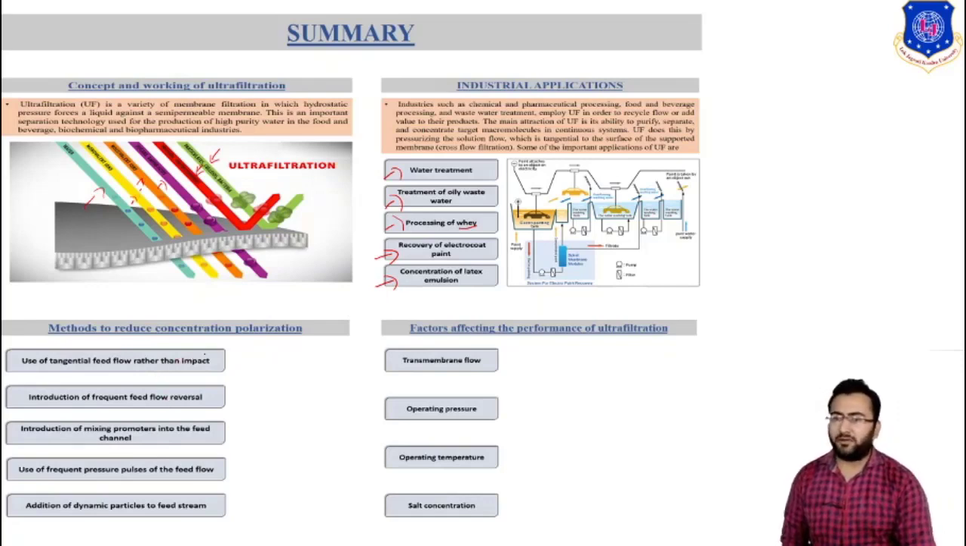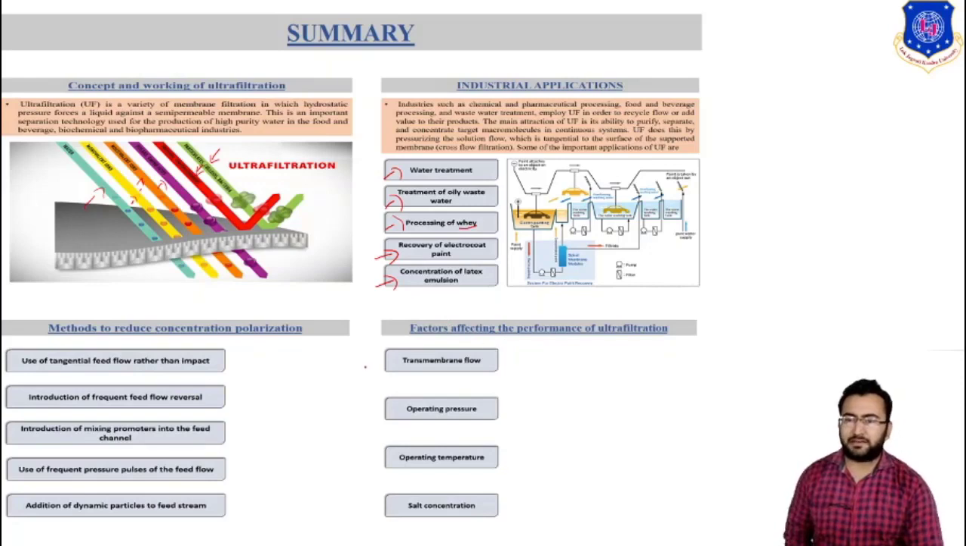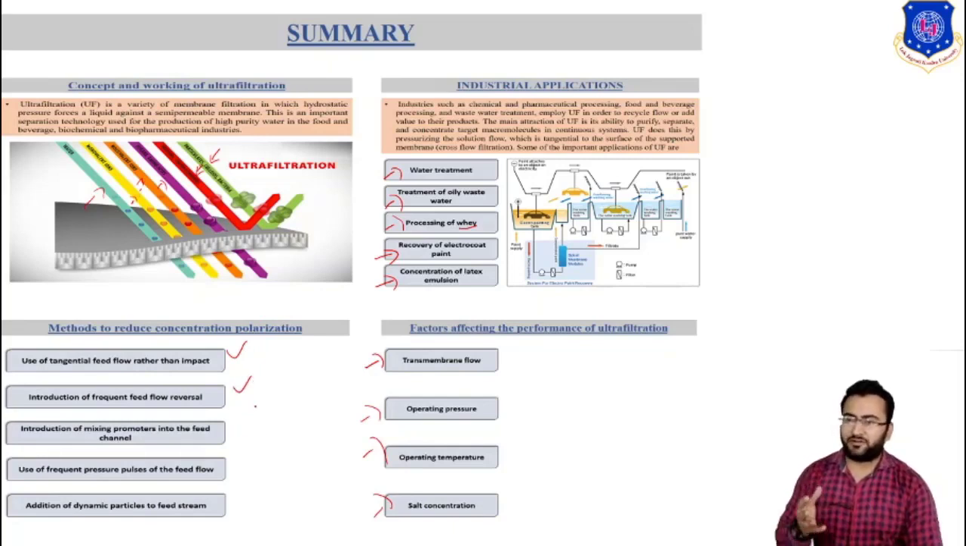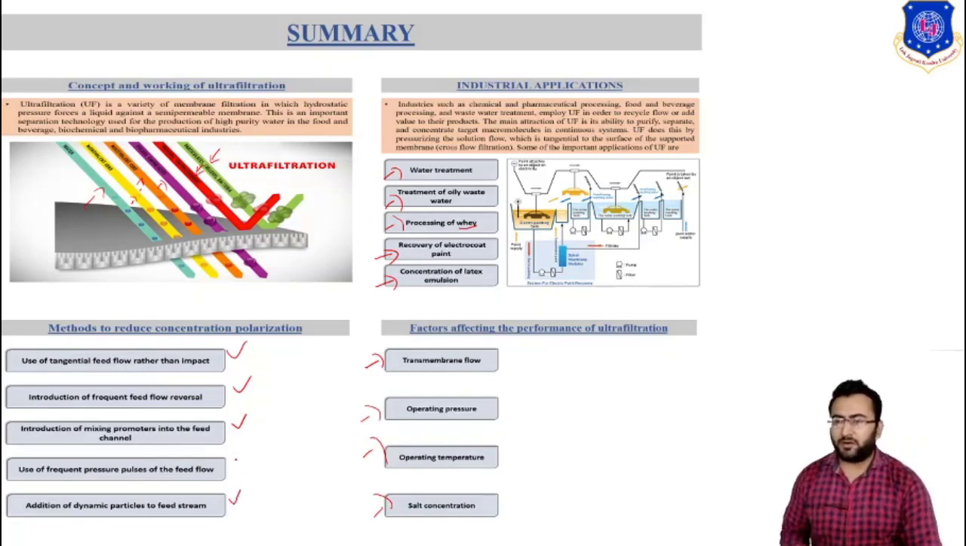Then we discussed various factors affecting the performance of ultrafiltration, such as transmembrane flow, operating pressure, operating temperature and salt concentration. Then we discussed various methods for reducing concentration polarization, such as the use of tangential flow, introduction of frequent feed flow reversal, adding promoters and dynamic particles, and use of pressure pulses for the feed flow.